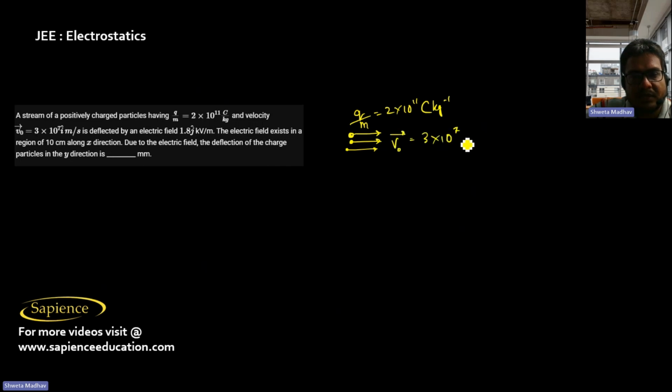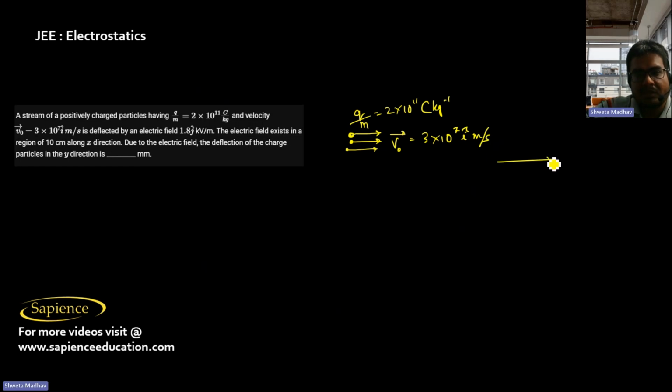Then here it is told that a stream of positively charged particles having net charge to mass ratio q by m equal to 2 into 10 power 11 coulomb per kg, and velocity v naught vector equal to 3 into 10 power 7 i cap meter per second.